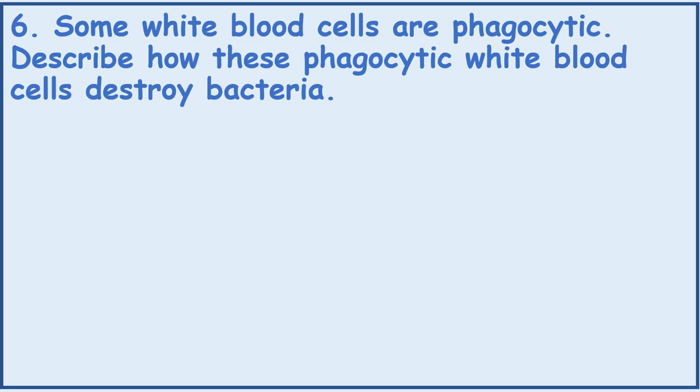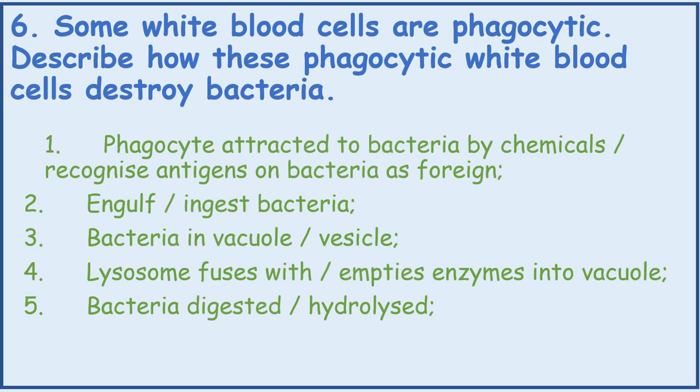Question 6. Some white blood cells are phagocytic. Describe how these phagocytic white blood cells destroy bacteria. The phagocyte is attracted to the bacteria by chemicals, or it recognises the antigens on the bacteria as foreign.